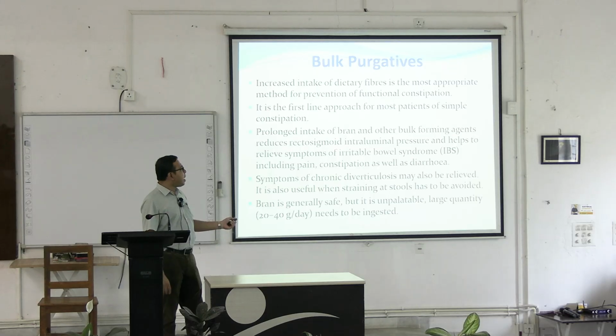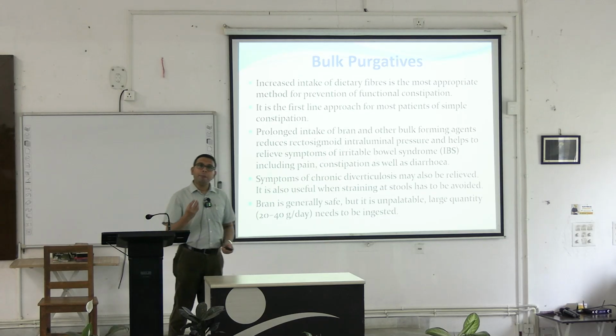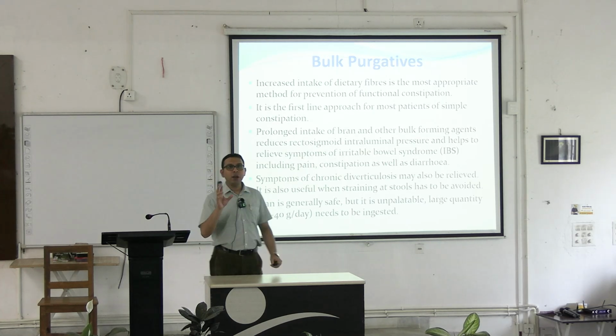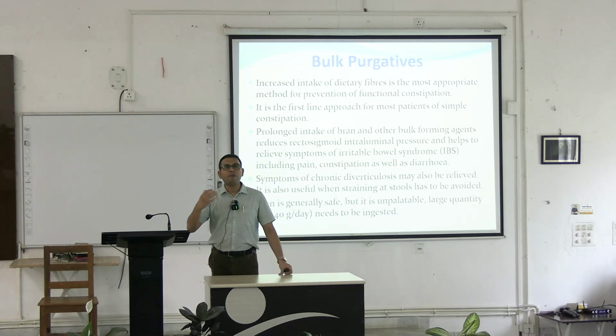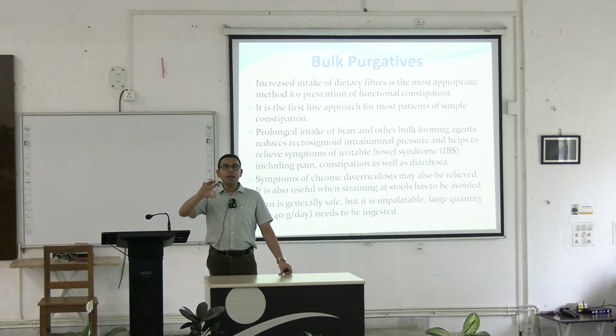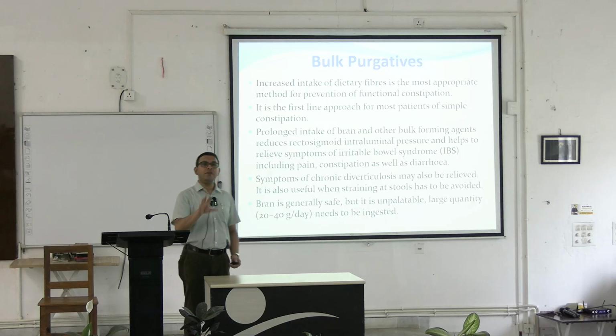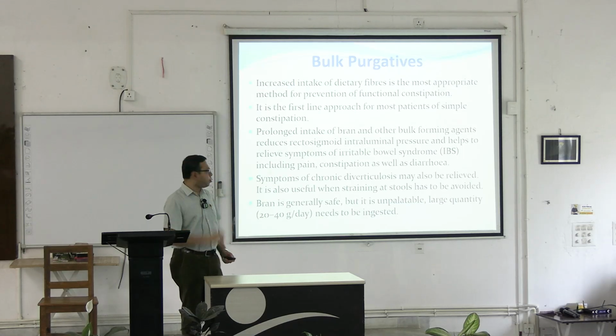Prolonged intake of bran and other bulk forming agents reduces the rectosigmoid intraluminal pressure and helps to relieve the symptoms of irritable bowel syndrome, and also constipation as well as diarrhea. In irritable bowel syndrome, you have already seen that some patients suffer from the constipation type, but in the midst of this there may be diarrhea. So there may be cyclical constipation and diarrhea in irritable bowel syndrome. These patients will also benefit from these bulk purgatives.